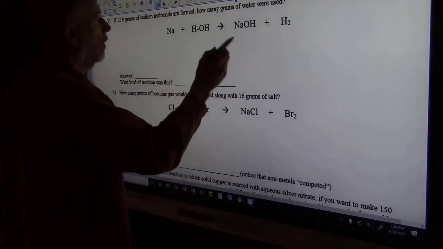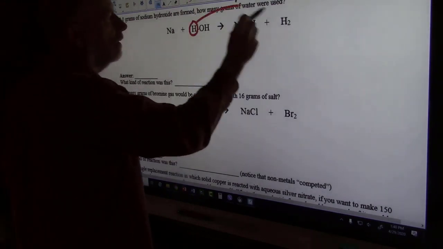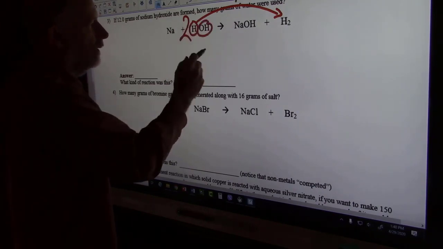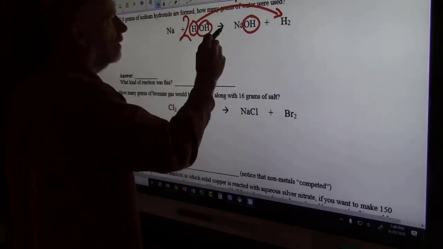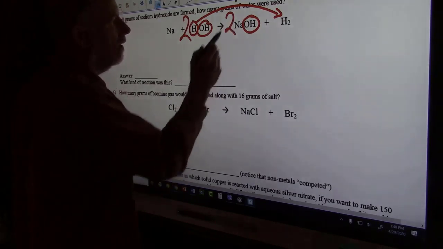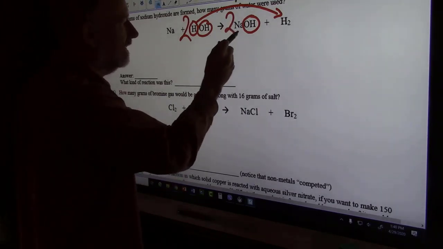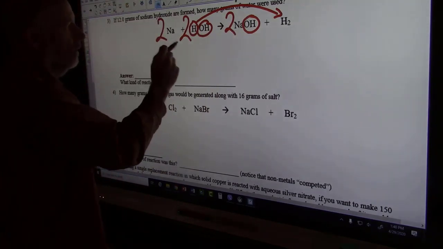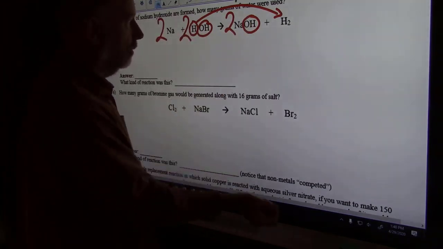1 sodium, 1 sodium. 1 hydrogen, 2 hydrogens. I need a 2 here. 2 OHs, 2 hydroxides. Well, there's my OHs, so I need 2 of them. I need a 2 there. Oh, darn it, I just messed up my Nas, my sodiums. I have 2 on this side, so I need 2 here. It's a 2 to 2 to 2 to 1 mole to mole to mole to mole ratio.